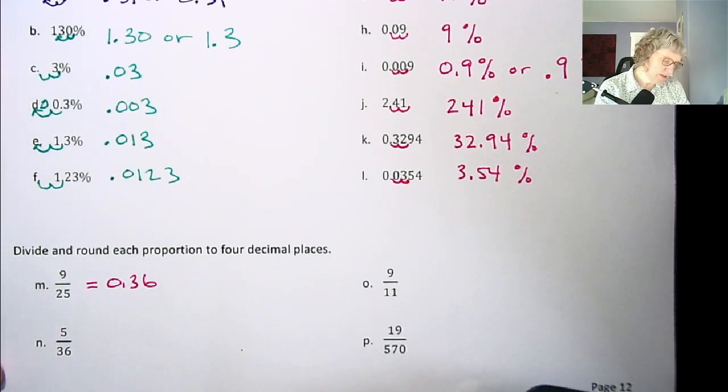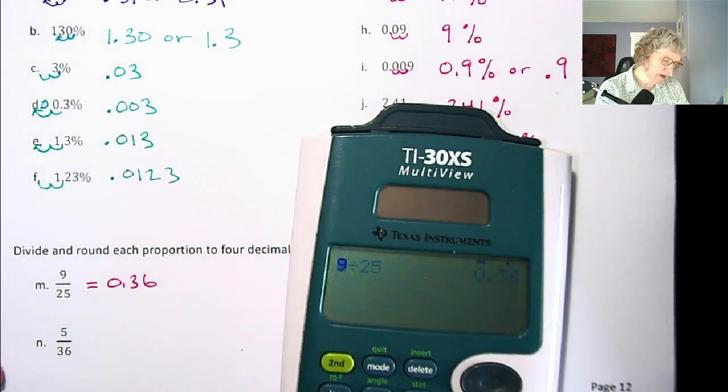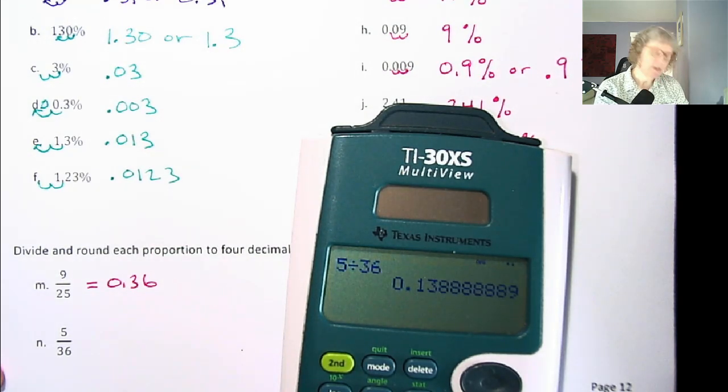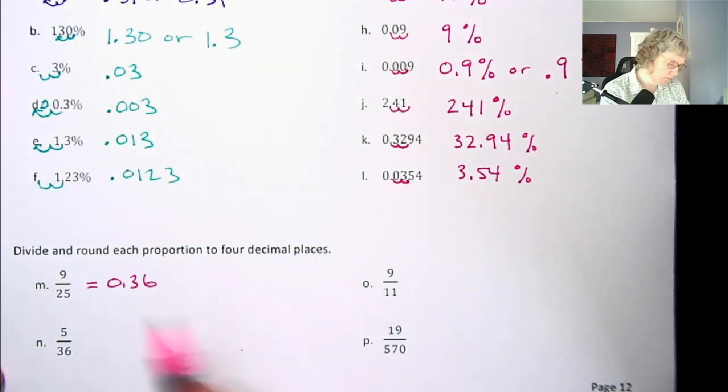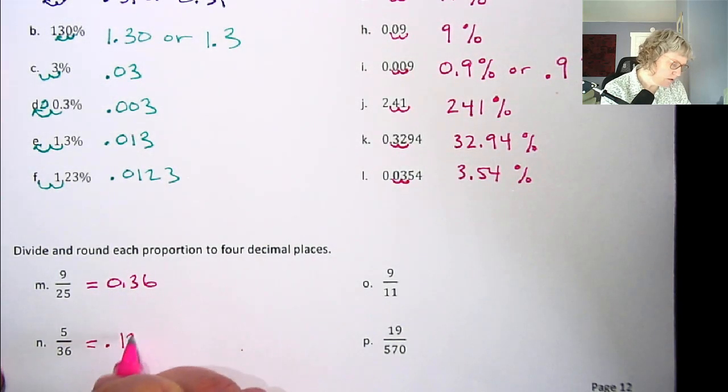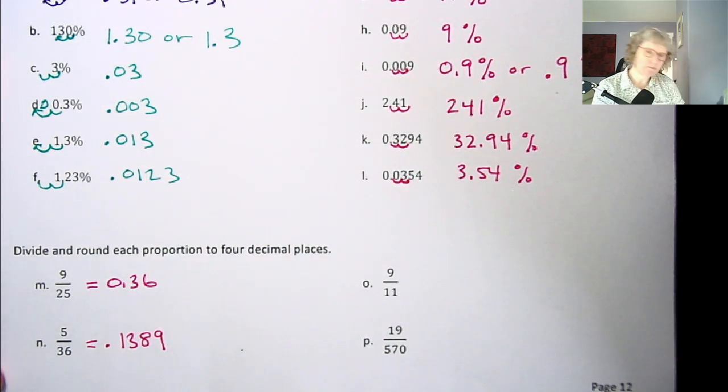Okay, we're going down the column here. The next one is 5 divided by 36. Here's one we have to round because it's 0.1388888. You can see the calculator rounded it at the very end, but we only want 4 decimal places. So this would be 0.1388, and then we have another 8, so it's 0.1389.